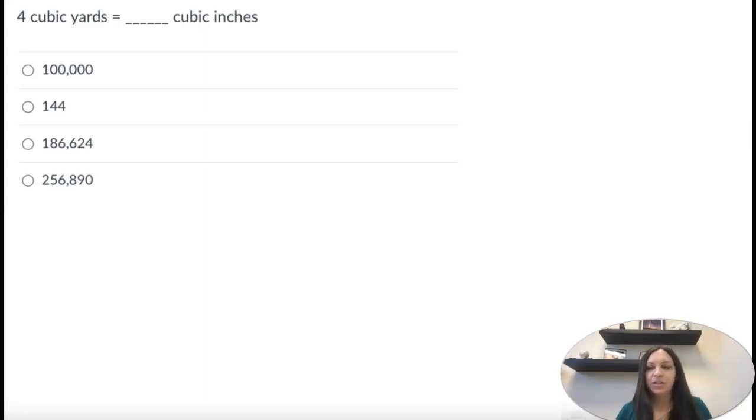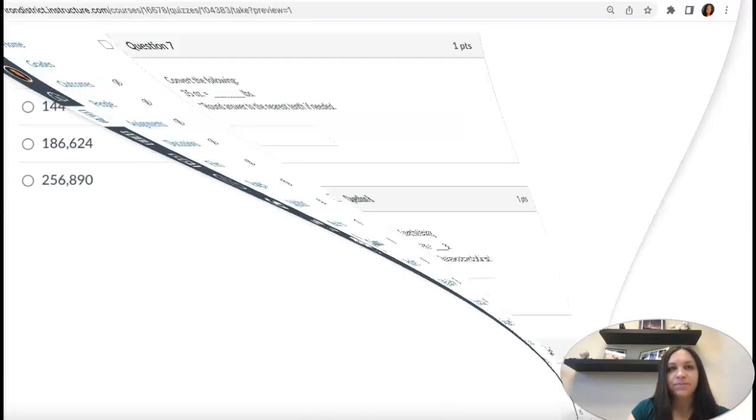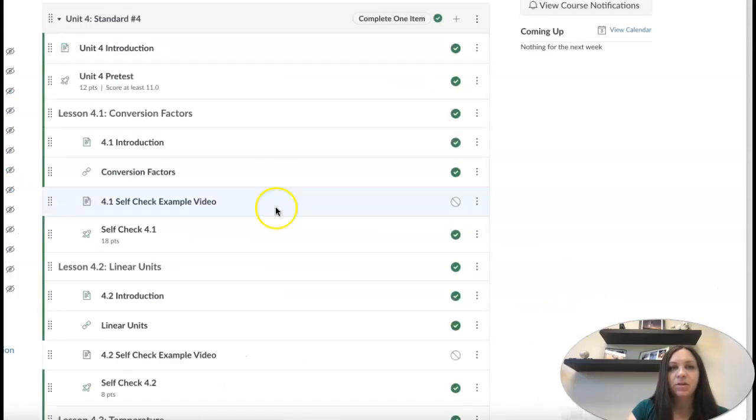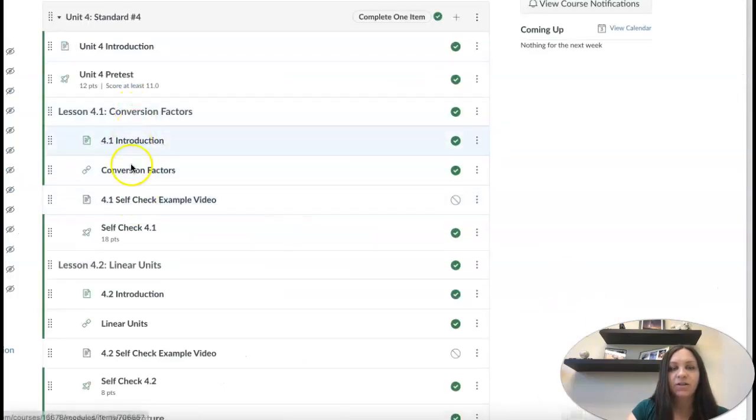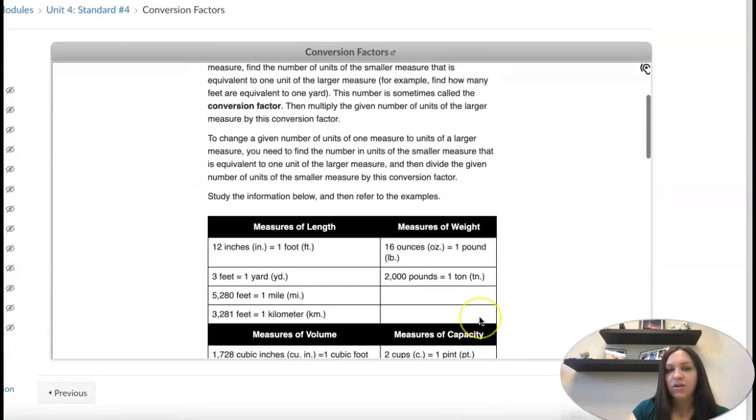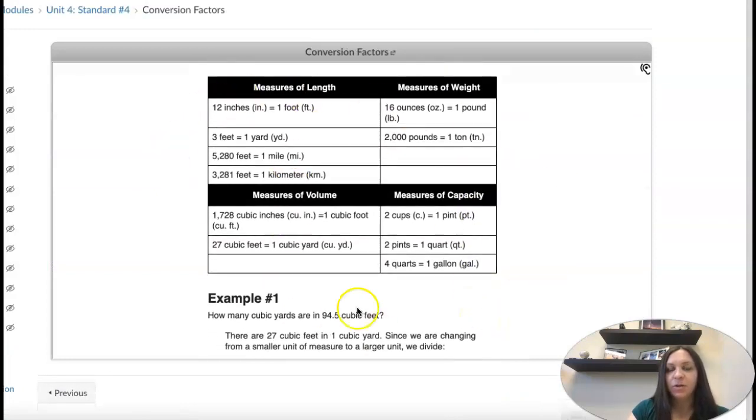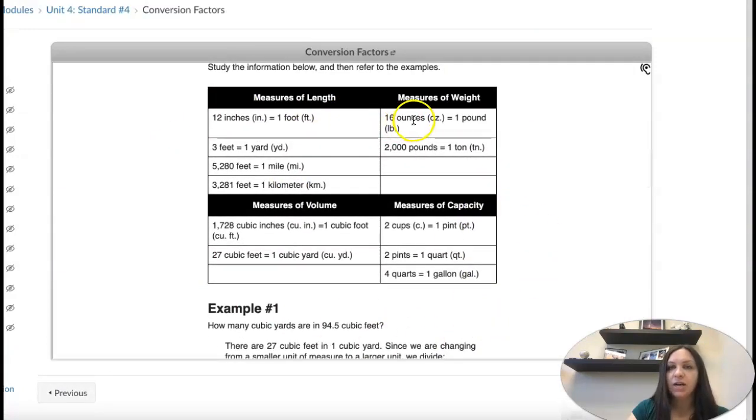So this section is on conversion. Sometimes when you go to buy something, maybe you need it in cubic inches, but it's only sold in cubic yards, and you need to know what you need to purchase. So I'm going to pull up your notes. Let's go to 4.1 conversion factors. And these are all the conversion factors that we're going to need. So inches to ounces, yards to feet, pounds to tons.